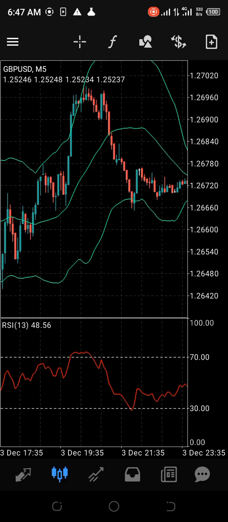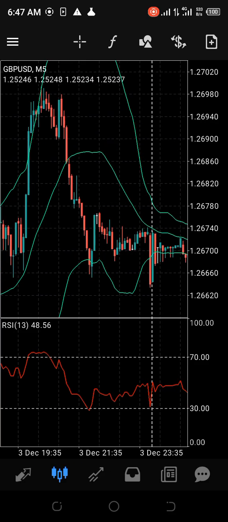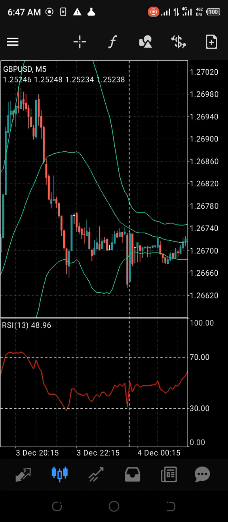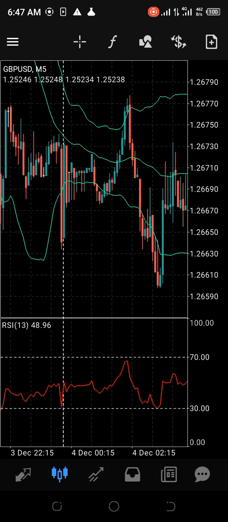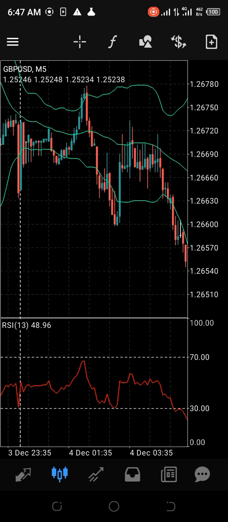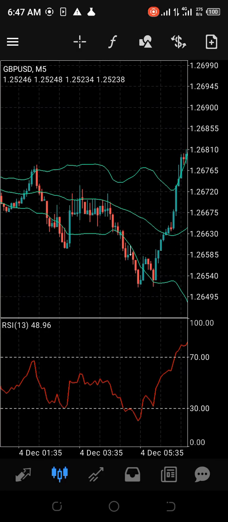You can see it there. Another scenario here, a little bit oversold. We have our green candle after it breaks below the lower band here, and we have our trade moving up from that point. Okay, here the market is not actually oversold, but it's at the level.